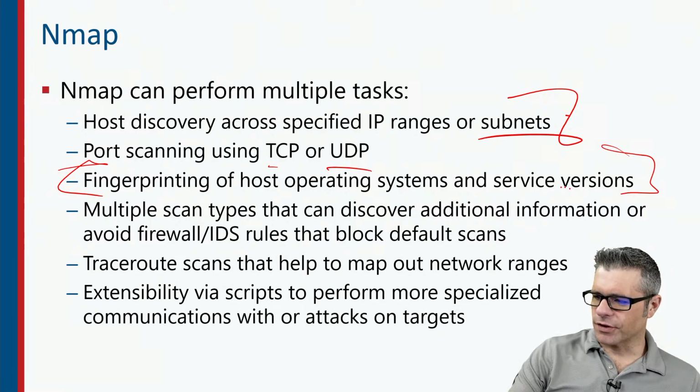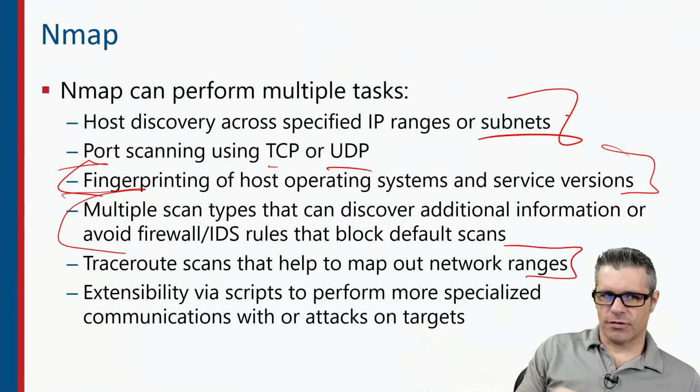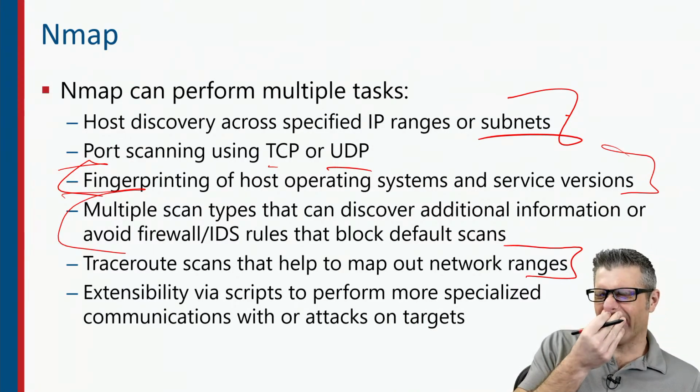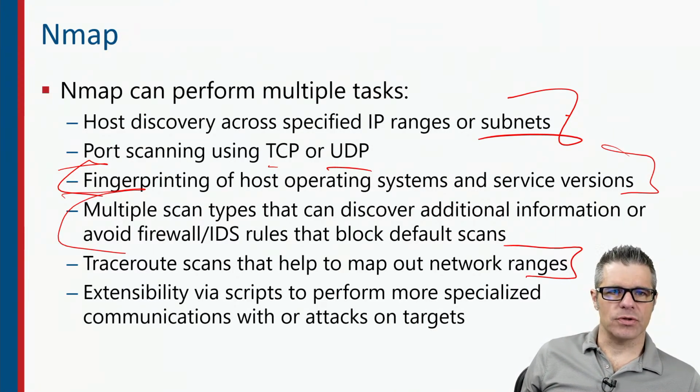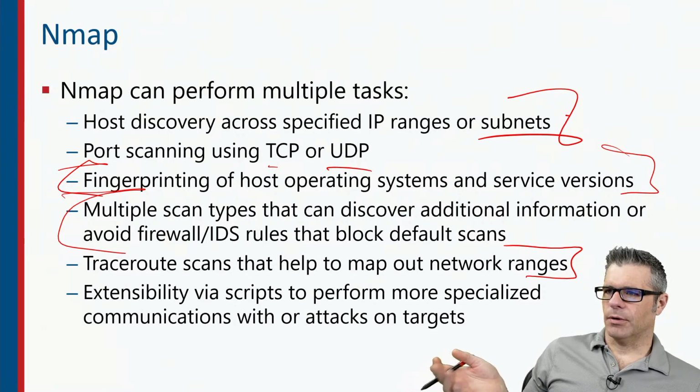You've got a bunch of different types of scans that you can use to figure out what's going on. It will figure out the network path to something using tools like traceroute. And then you can add all kinds of crazy scripts to Nmap. So you can add app busting scripts into it. You can add a bunch of stuff into it.